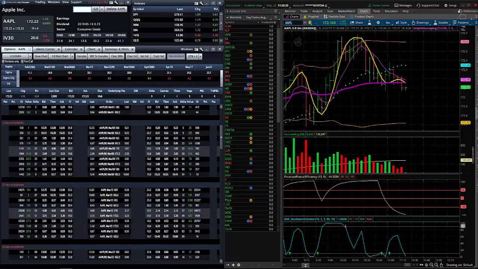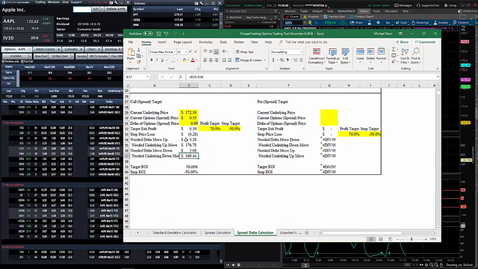Any questions on that? How do I get the needed delta moves? The needed delta move is going to be the amount of money that you need. So in this case, a 39-cent profit. 39 divided by 0.09 is $4.28. Conversely, I'm willing to risk 28 cents. 28 cents divided by 0.09 is $3.06. So then you just take the 4.28 plus 172.50. That's 176.78, or 172.50 minus the $3.06. That's where you get that.